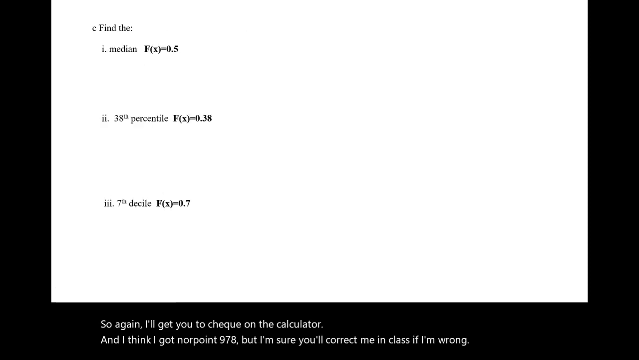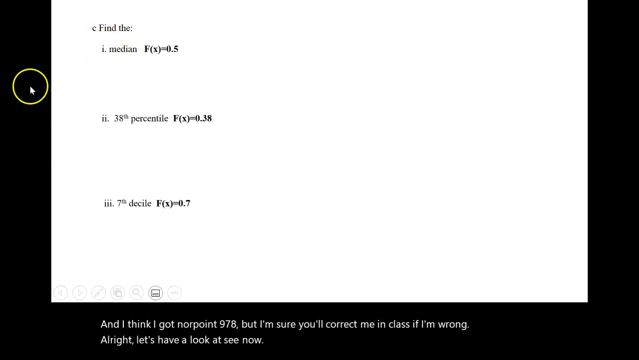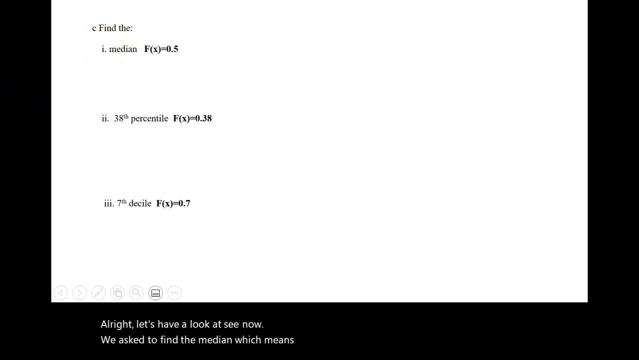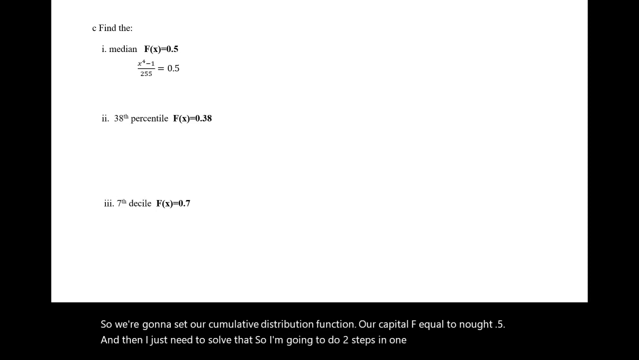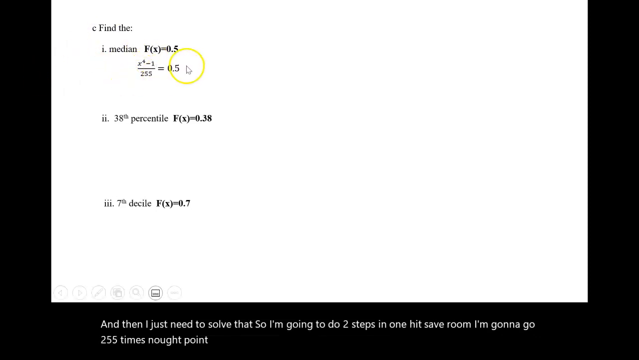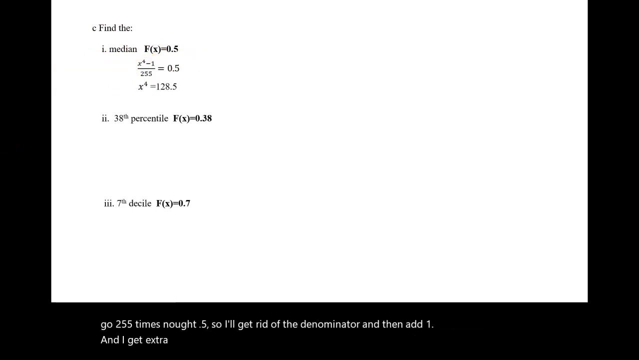All right, let's have a look at C now. We're asked to find the median, which means we want to integrate so that our answer becomes 0.5. So we're going to set our cumulative distribution function, our capital F, equal to 0.5. And then I just need to solve that. So I'm going to do 2 steps in one hit to save room. I'm going to go 255 times 0.5, so I'll get rid of the denominator, and then add 1. And I get x to the 4 is 128.5. I'll now take the 4th root of that, and I think it's 3.37.